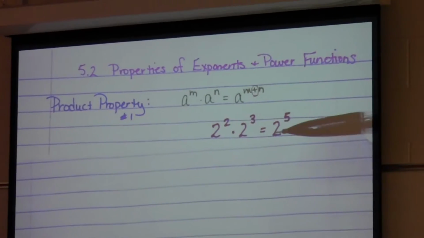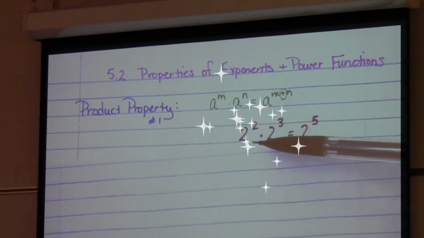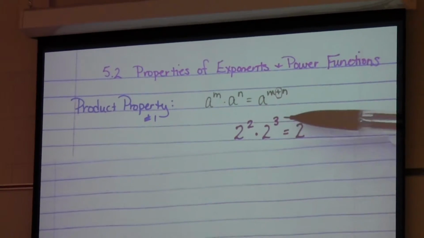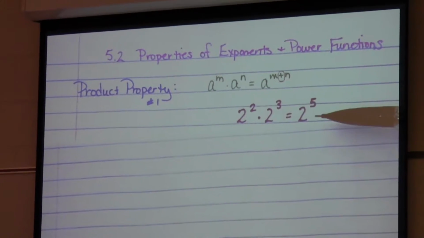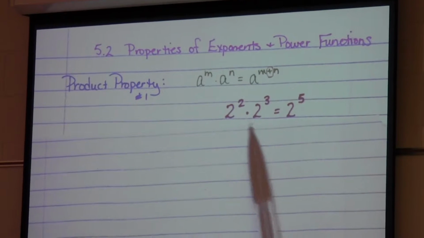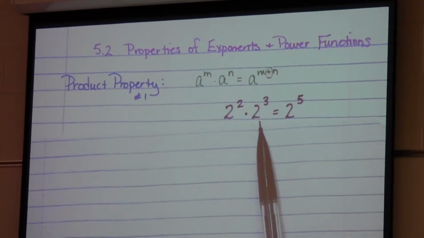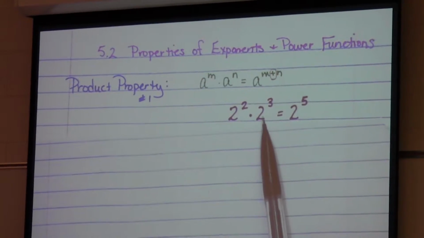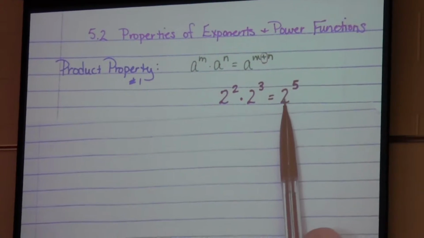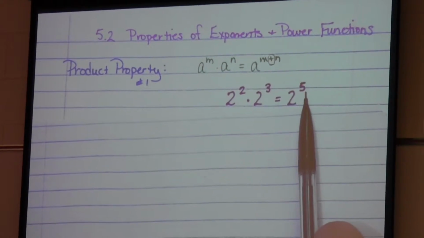So instead, if we wrote it with numbers in place of all the letters, that'd be like saying 2 squared times 2 to the 3rd equals 2 to the 5th. So as long as this number on the bottom is the same, so 2 and 2, we can multiply those together by just adding the exponents. So we just have 2 to the 5th power.